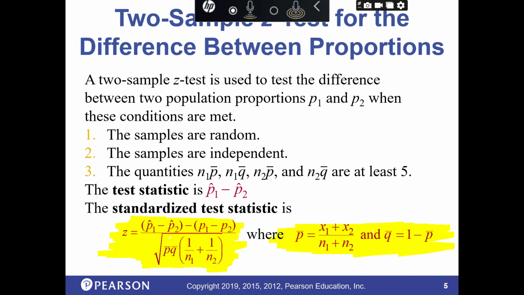If you guys remember using these for proportions for chapter 6 and chapter 7, remember how they had to be at least 5, right? So we'll write a little condition here. That's that big standardized test statistic, and then when p bar is that and q bar is that.